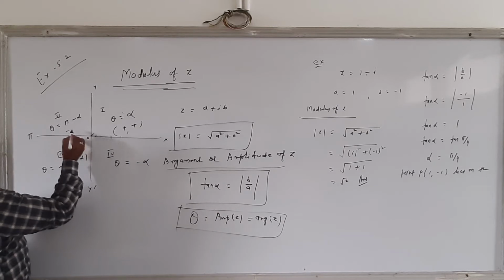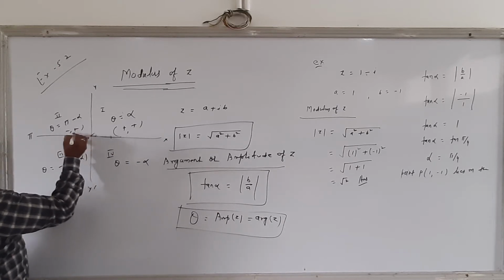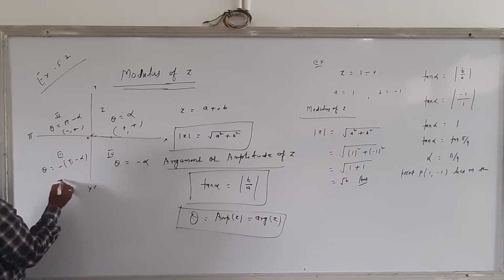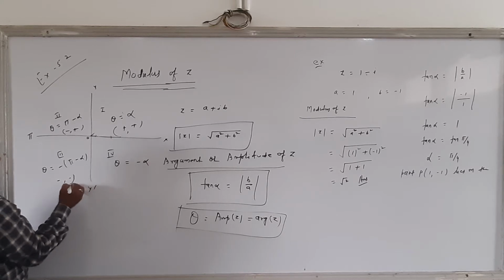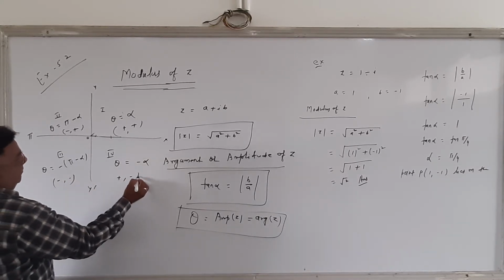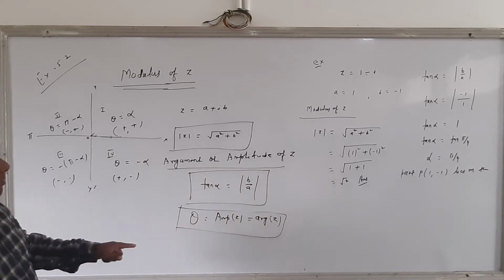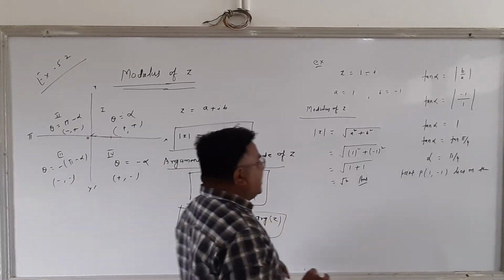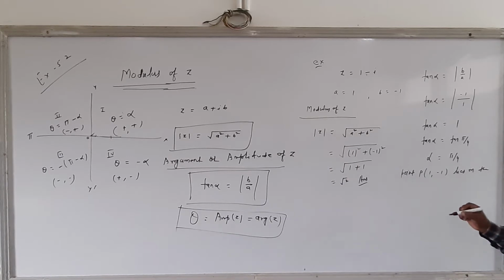Second quadrant: real part negative and imaginary part positive. Third quadrant: both are negative. And fourth quadrant: real part positive and imaginary part negative. So the real part is positive and this is negative, then theta lies in the fourth quadrant.